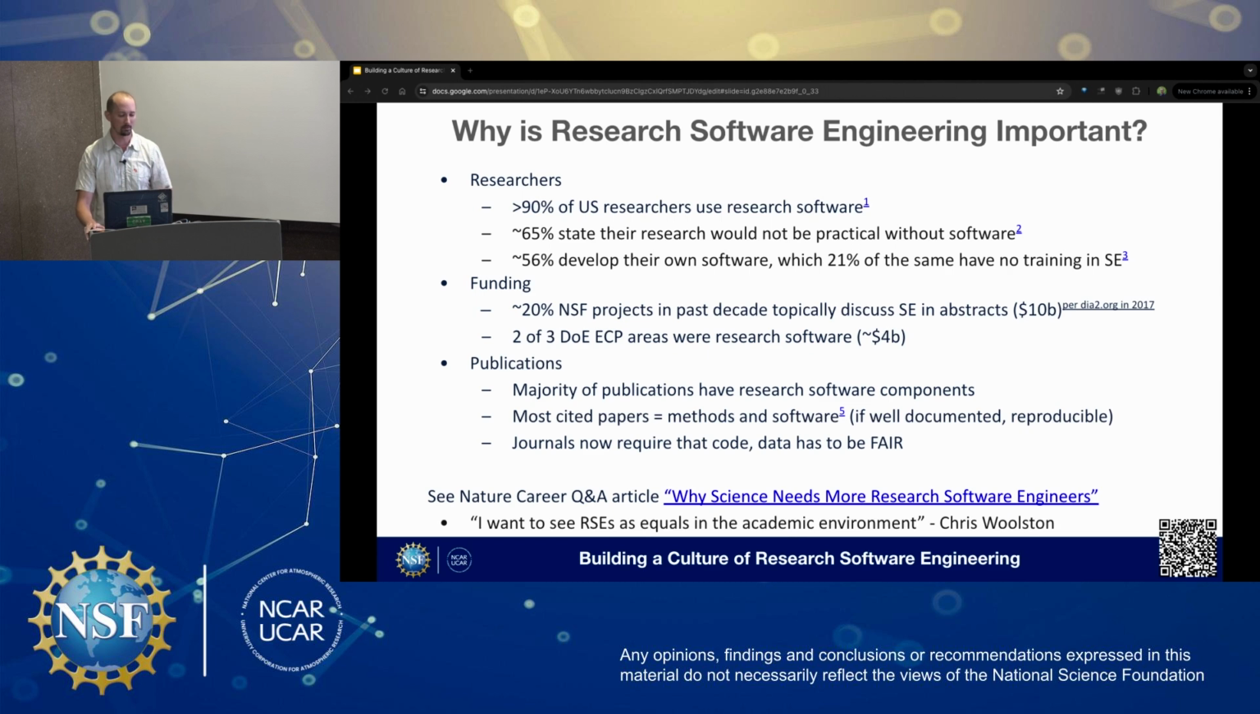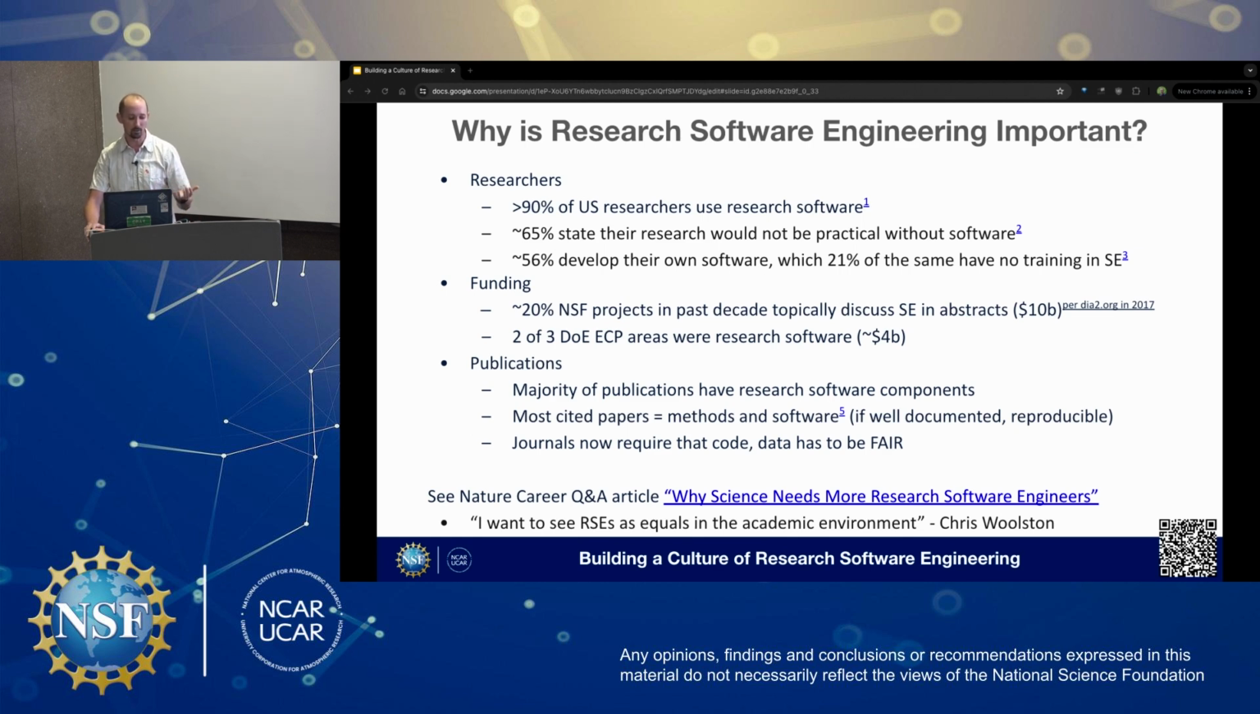Another aspect to consider is the way in which it's discussed in funding and grant models. At least per an analysis done in 2017, over the past decade, 20% of NSF projects discuss software engineering explicitly in their abstracts, and that represents about $10 billion of research being funded that is at least making direct connections to software engineering as part of its work. And within the Department of Energy, the Exascale Computing Project, ECP, two or three of those were specifically focused on research software, which is about $4 billion of that budget for the ECP project.